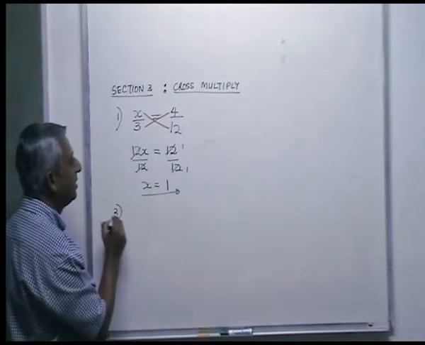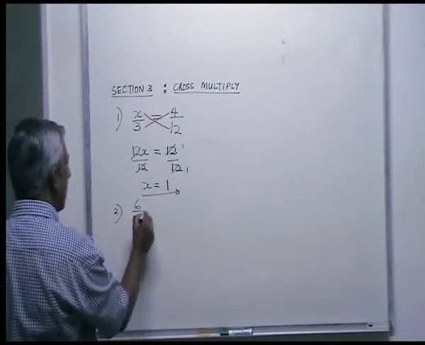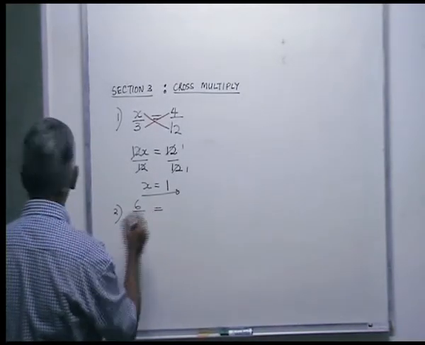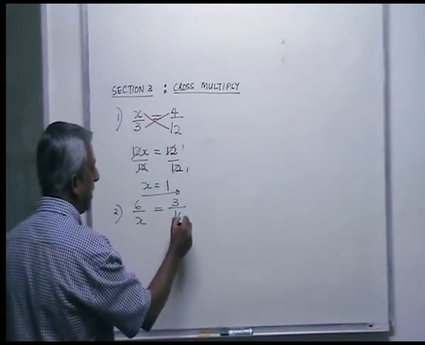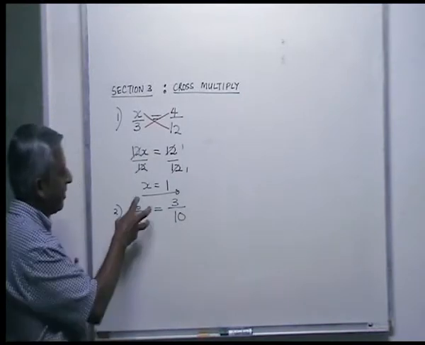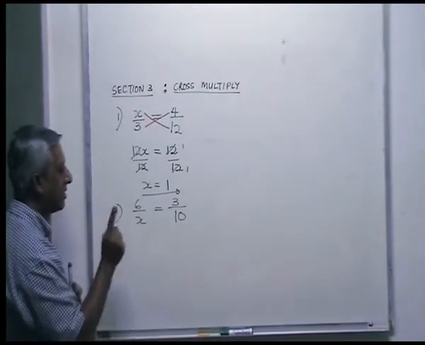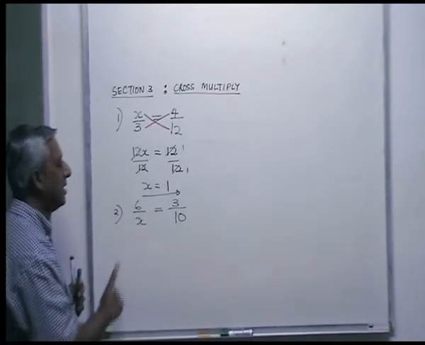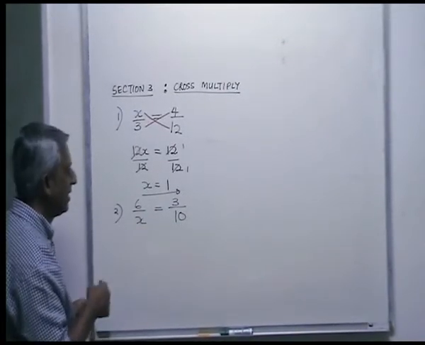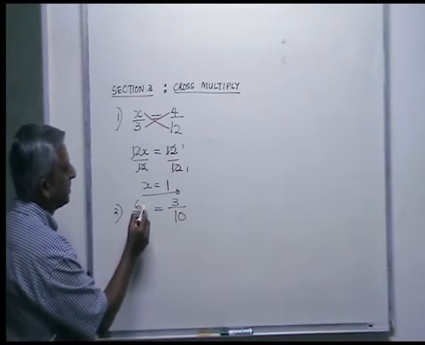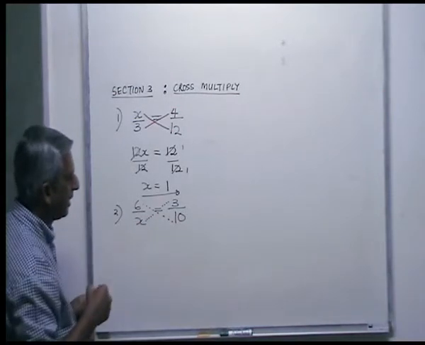Let's take another example, number 2. In number 2, we got 6 over x is equal to 3 over 10. Again, you ask yourself, have I got a fraction on the left-hand side? Yes. Have I got only one fraction there? Yes. Have I got only one fraction here? Yes. If I got only one fraction here and one fraction there, then I can cross multiply. So I will multiply 6 by 10 and 3 by x.